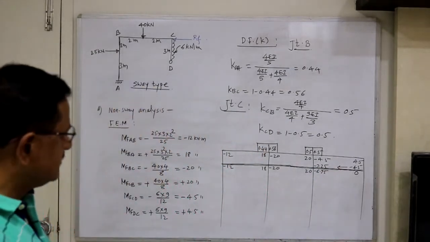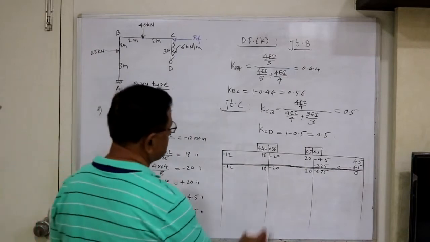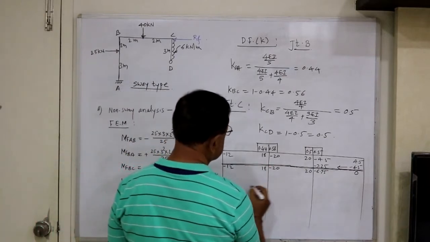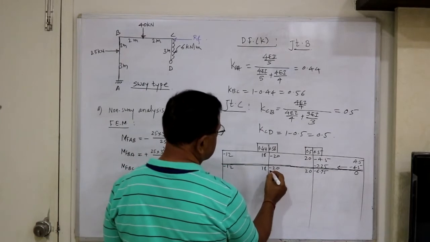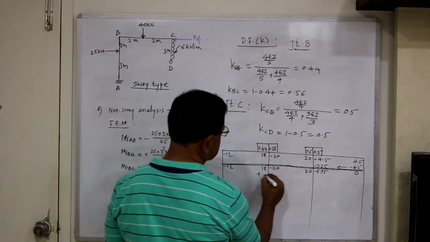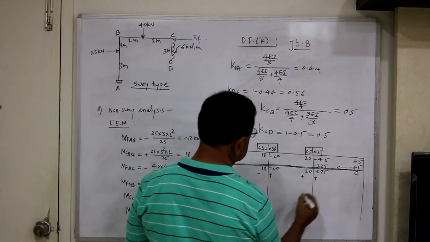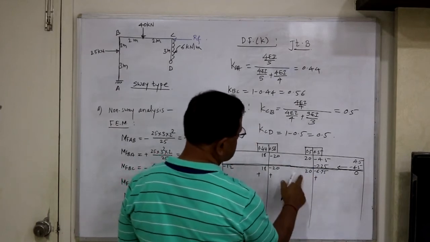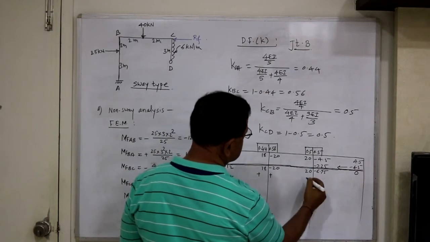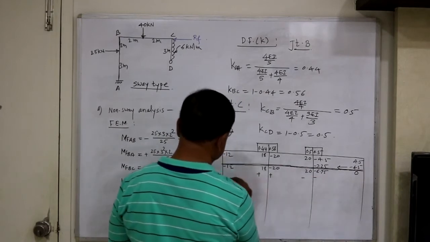Now we have to start balancing and carryover. After doing all these steps, find out here the unbalanced moment is negative, so the balancing moment is positive. This is negative, which means balanced is positive. This unbalanced is positive, this is negative, negative.